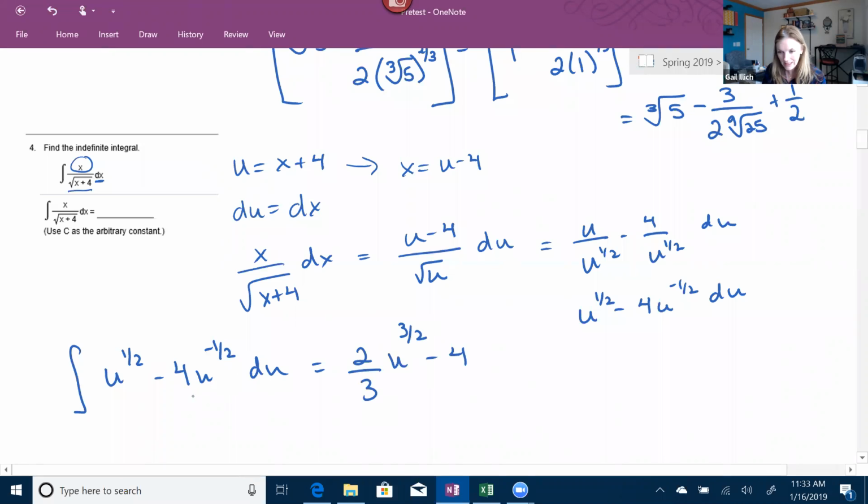Now adding 1 to negative 1/2 is positive 1/2. This minus 4 kind of tags along. And then dividing by positive 1/2, I multiply by its reciprocal, so it's going to be 2u to the 1/2. And then you have plus c when you do that integration.